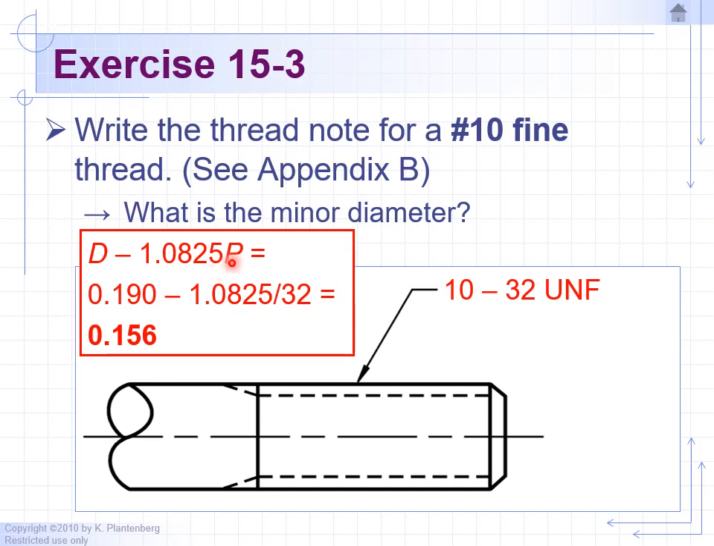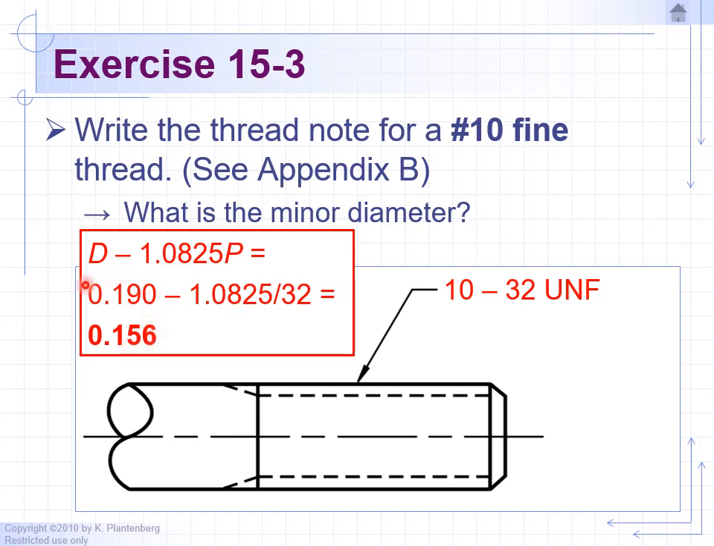So the pitch is the inverse of 32. There's 32 threads per inch. So how far apart are the threads? That's the pitch. It's just the inverse, 1 divided by 32. So you multiply it times 1 over 32, or simply just divide by 32. So 1.0825 divided by the number of threads per inch. And that would give us a minor diameter of 0.156.